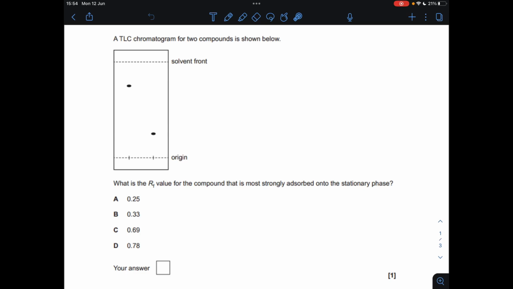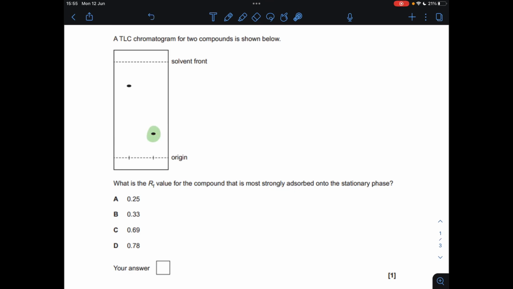So remember, the samples would have started here. The mobile phase carries them up the TLC plate, but these components adsorb, so they bind loosely to the material that's on the surface of the TLC plate. And obviously, the stronger that is, the slower they move, or the less they move. So obviously this one here is the one that's most strongly adsorbed.